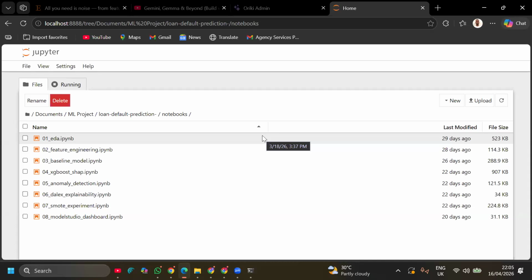Unfortunately, I was unable to get a Nigerian-based data set, so I had to use the Home Credit data set, which I got from Kaggle. So let me open the EDA. The EDA is the exploratory data analysis.